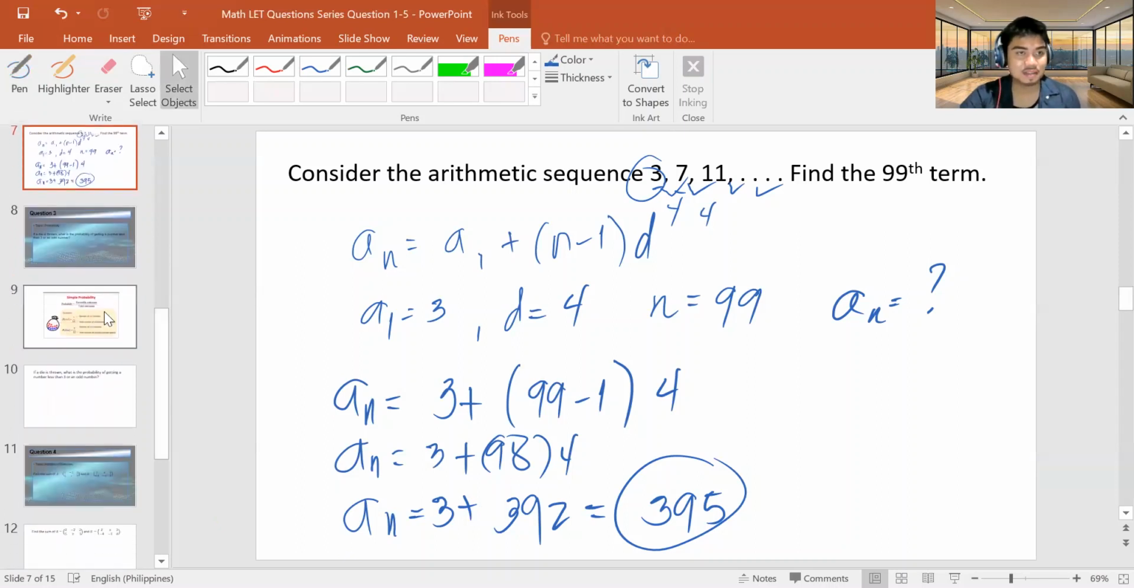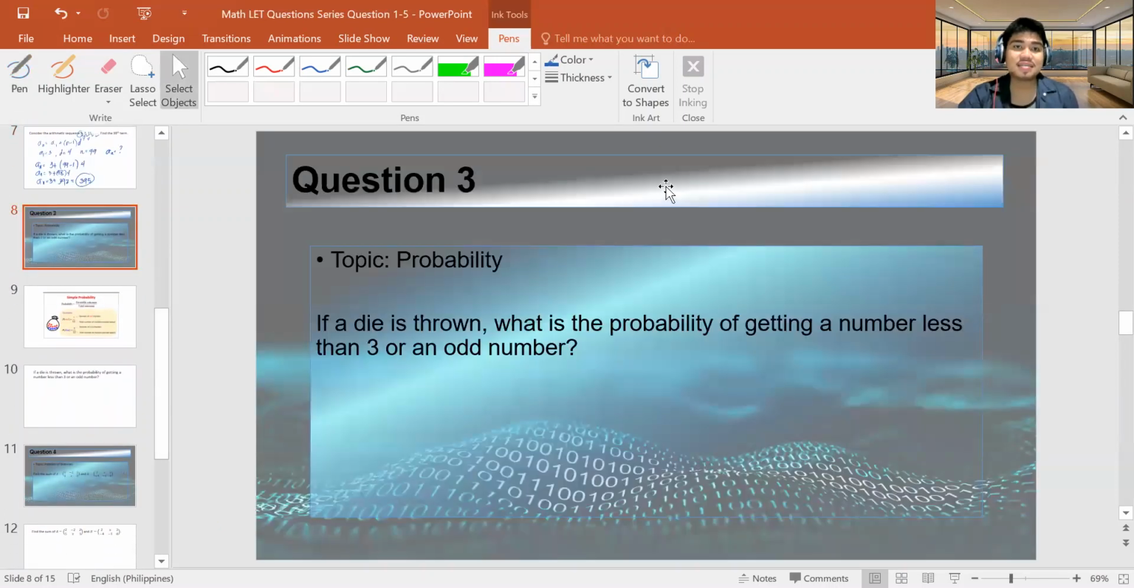Next item, or next question. The topic of this is probability. If a die is thrown, what is the probability of getting a number less than 3 or an odd number?